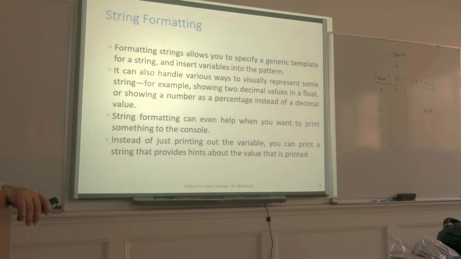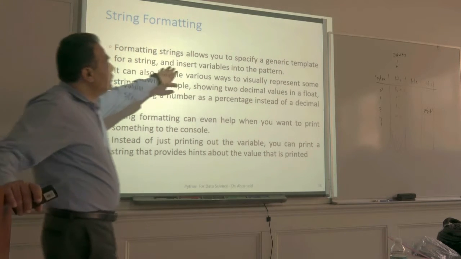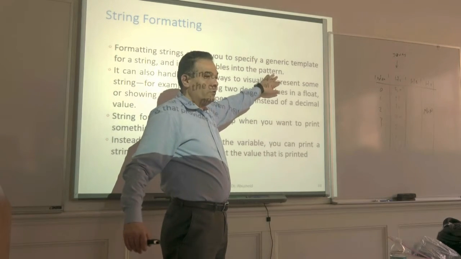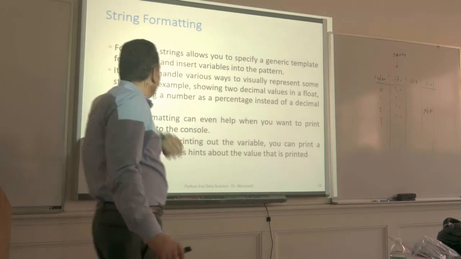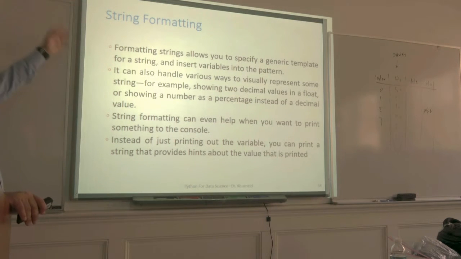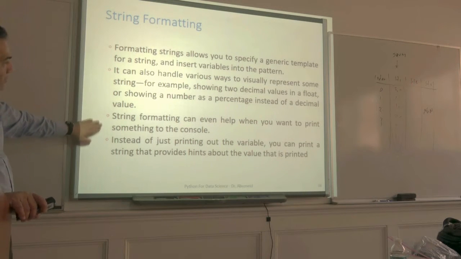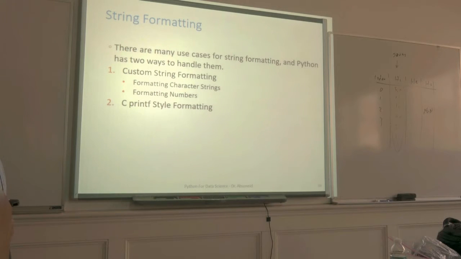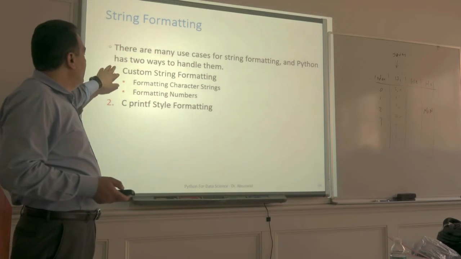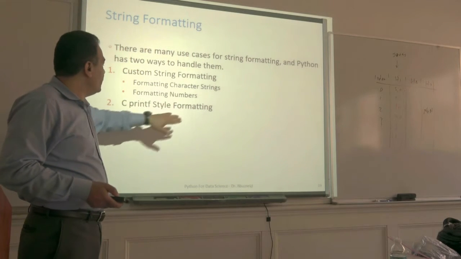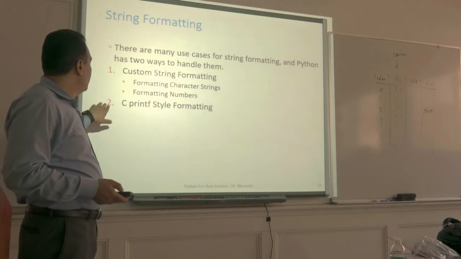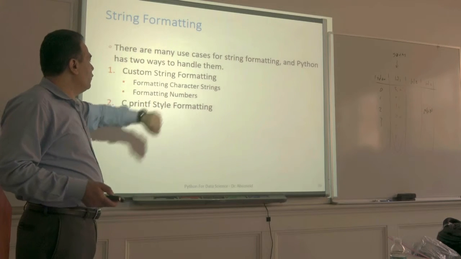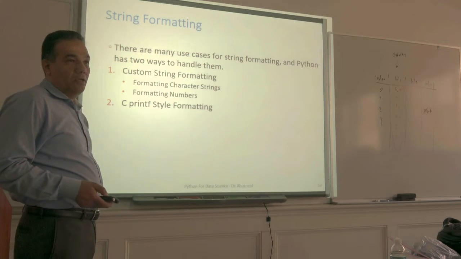Some people like to have the newer notations. Anyways, you could use whatever. Formatting strings allow you to specify a generic template for a string and insert variables into the pattern. So you have a pattern which has variables inside it. It can also handle various ways. Let's take an example. There are many use cases for string formatting: formatting character strings, formatting numbers, custom string formatting, and the C printf style.